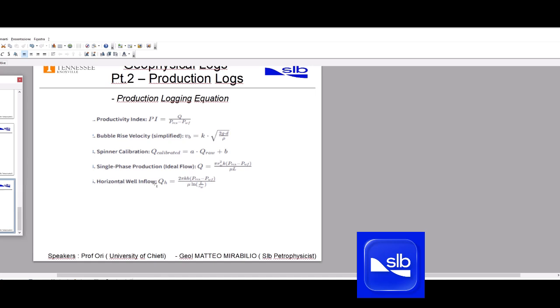And so we are also showing an example of coding and how we perform horizontal layer inflow.